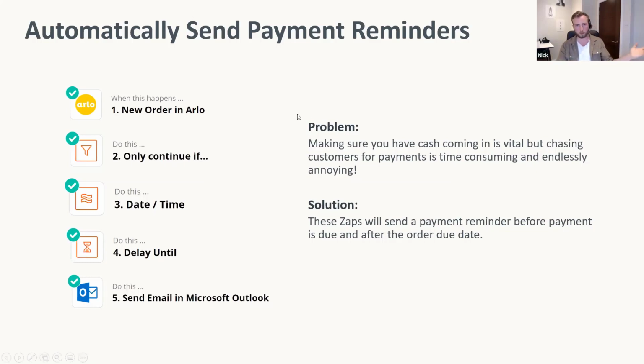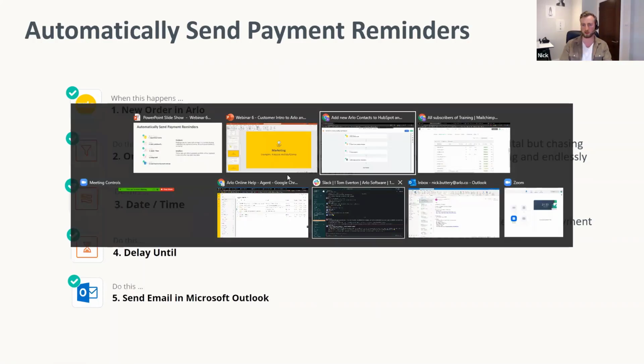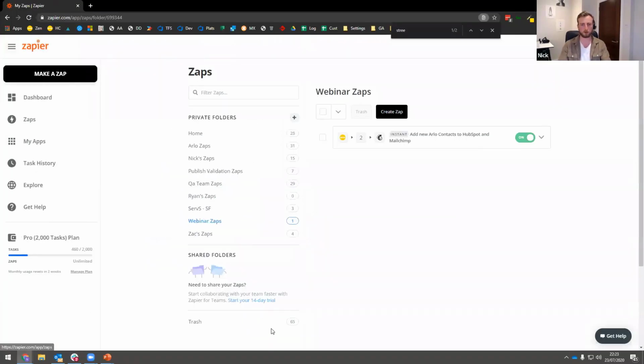So new orders coming into Arlo, that's our trigger once again. So I've got the filter here again, that's going to look to see if those orders were paid or not. So if they're not paid, they're going to be able to continue. We're then going to use 2 new helpers here. This is the formatter. It's awesome. It can do wonderful magical things. We're going to have a delay to make sure we wait till the right time. And then once we hit that right time, then we're going to send this email. So let's jump back into Zapier.